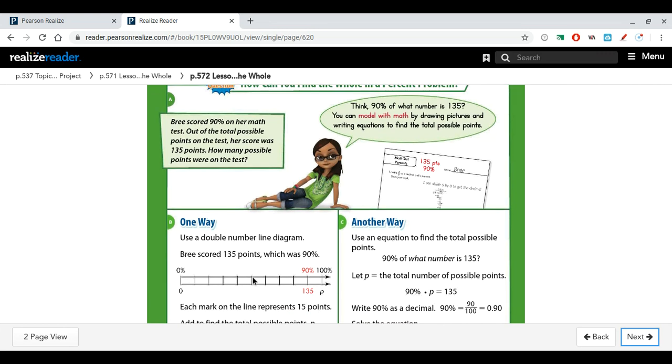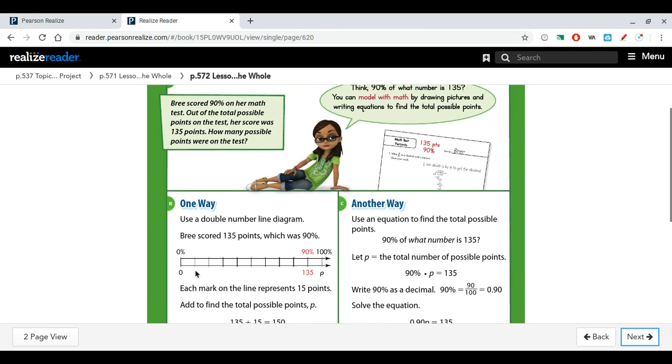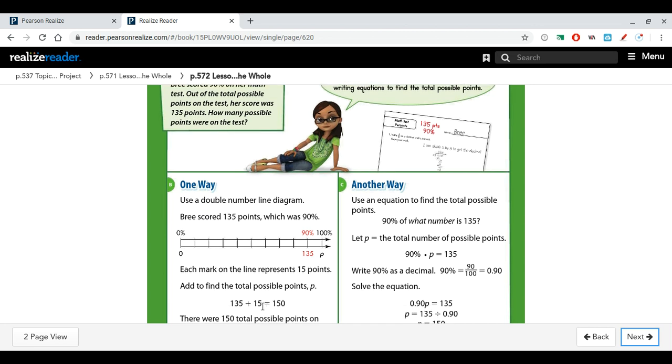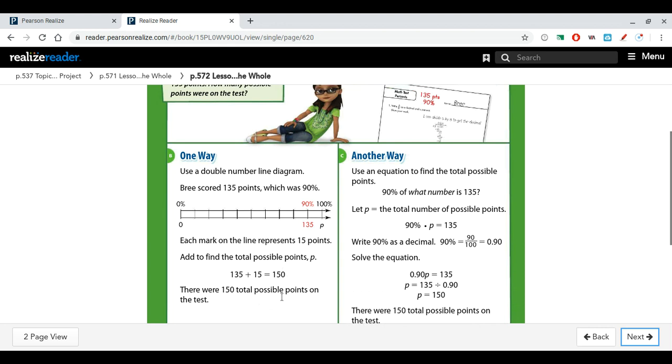So again, here's my double line diagram that I can use to show it. I have my 90% and I have my 135. What I would do is figure out what each point represents. So I would count 1, 2, 3, 4, 5, 6, 7, 8, 9, 10. So I would figure out how much each one represents, and each one is going to represent 15 points. So 130 plus 15 would give me 150. 150 possible points on the test.